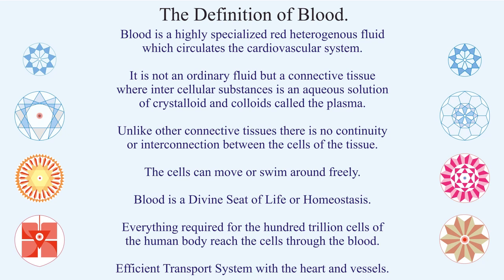Unlike other connective tissues, there is no continuity or interconnection between the cells of the tissue. Cells can move or swim around freely in the blood. Blood is a divine seat of life or homeostasis. Everything required for the 100 trillion cells of the human body reaches the cells through the blood. It can also be called an efficient transport system, with the help of the cardiovascular system, the heart and blood vessels.